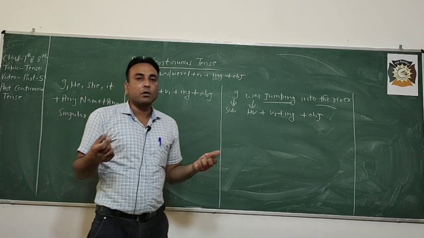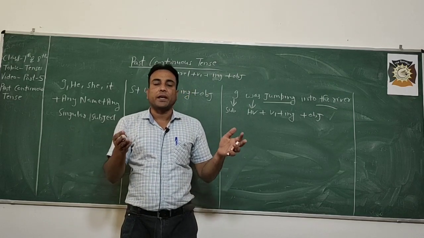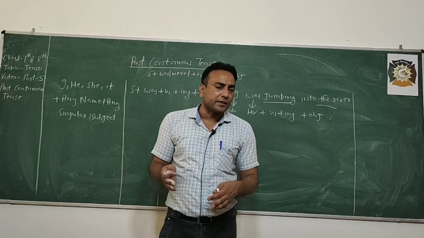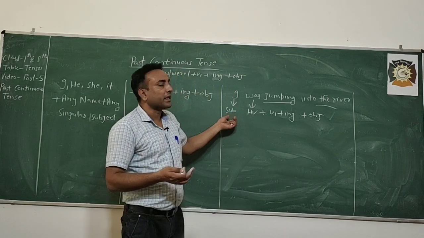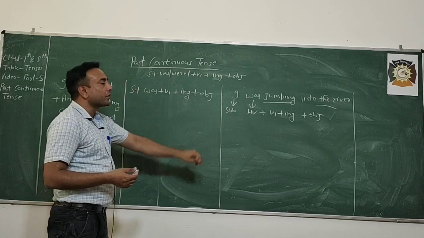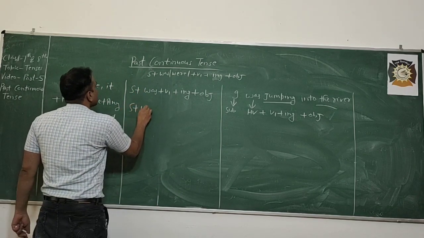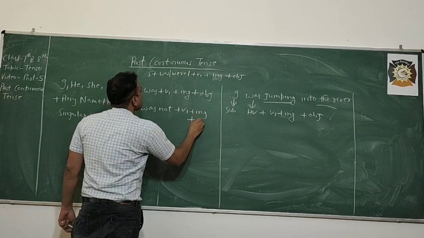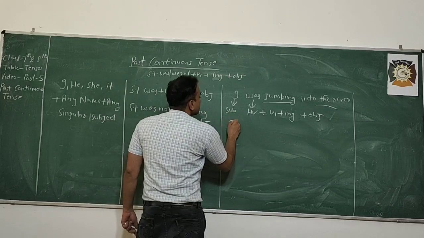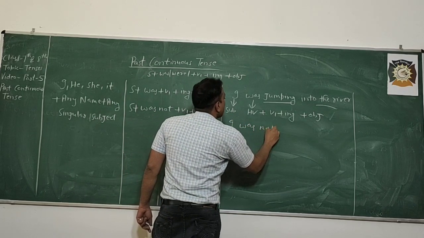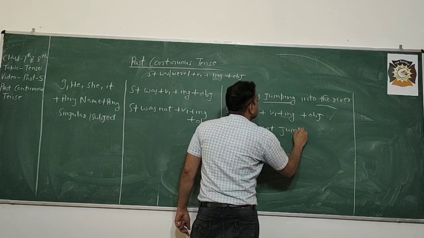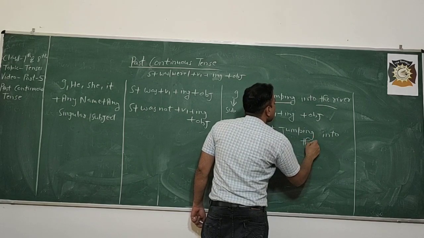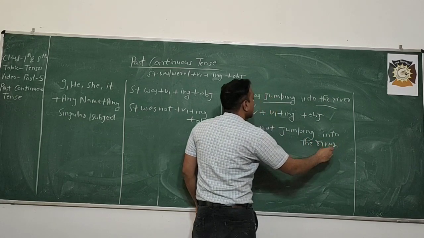In all the tenses I am discussing with you how to make negative sentences, interrogative sentences, and negative interrogative sentences. I think you all got it, but again I am going to discuss it with you. Subject plus was not plus v1 plus ing plus object. Same is here: I was not jumping into the river.